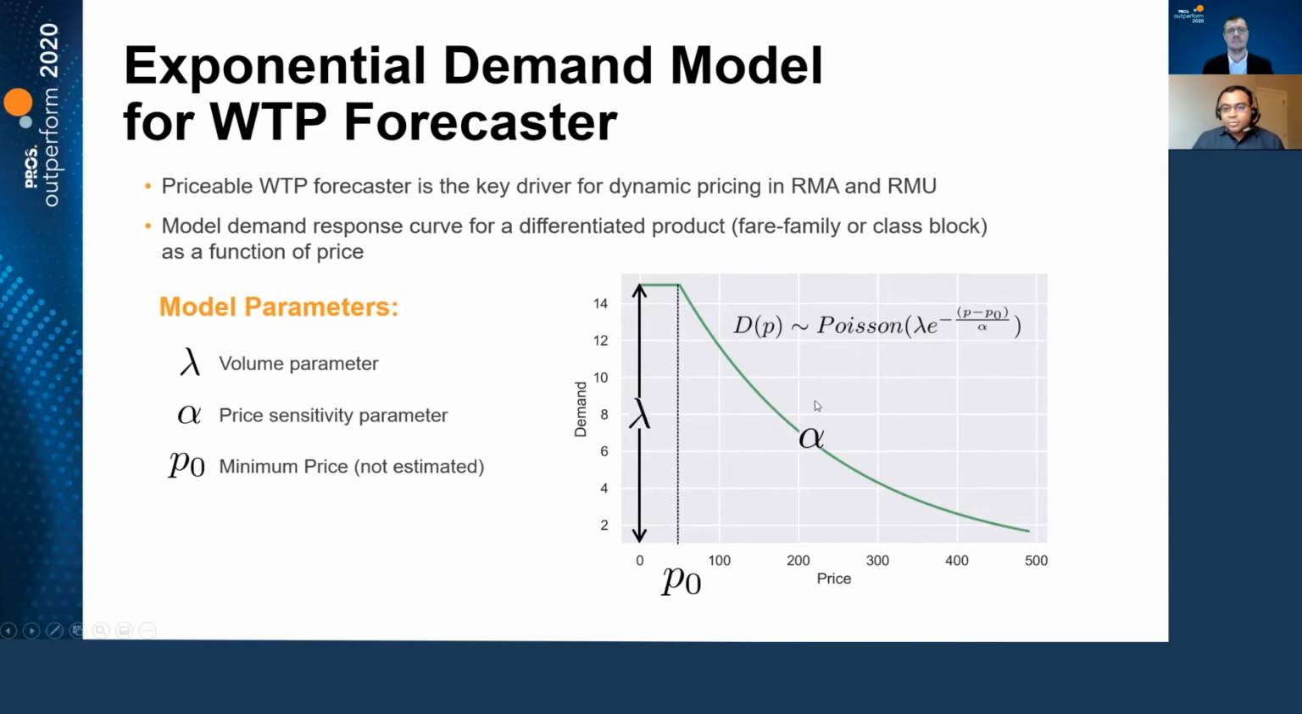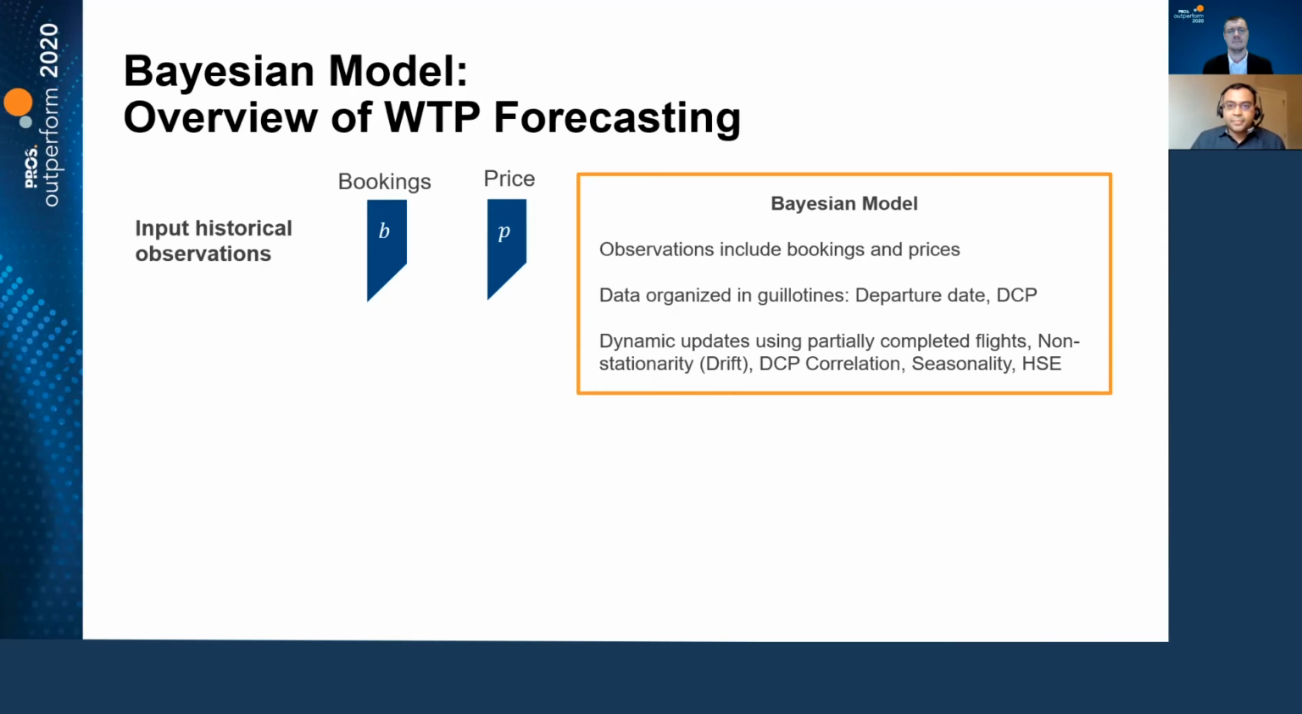And alpha controls the price sensitivity of the consumer population. So higher value of alpha means that this is a flatter curve, and lower value of alpha means it's a steeper curve, and the demand is quite responsive to prices. So therefore, the main function for a willingness to pay forecaster is to figure out these demand response curve parameter values for lambda and alpha for future departure dates. So let's go deeper into how that is done.